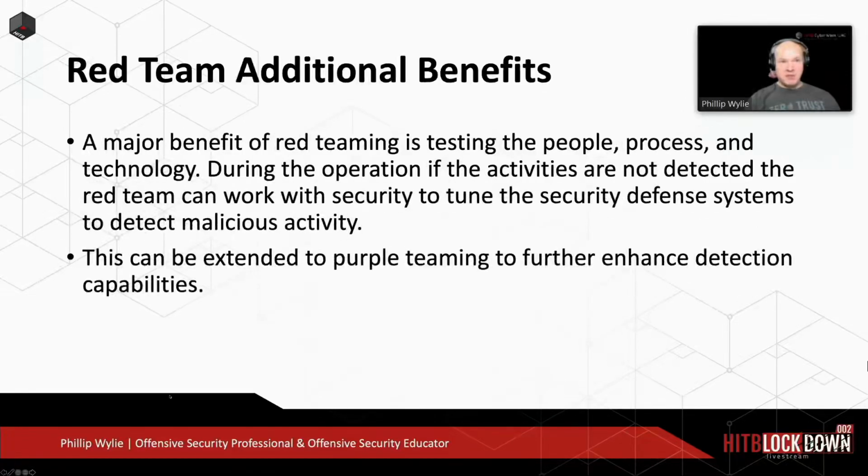So, additional benefits. A major benefit of red teaming is testing the people, process, and technology, as we mentioned in previous slides. During the operation, if the activities are not detected, the red team can work with security to tune the security defense systems to detect malicious activity. And this can be extended to purple teaming. Purple teaming is where the defense and offense work together to see if certain things are being detected, trying to run malware and different types of scripts, and seeing if the endpoint protection and the defenders are able to detect them. And this is a good way to get your security mature in a quick fashion.